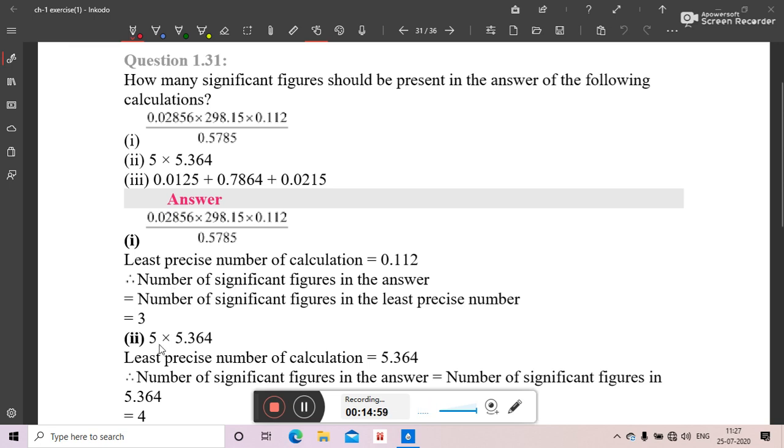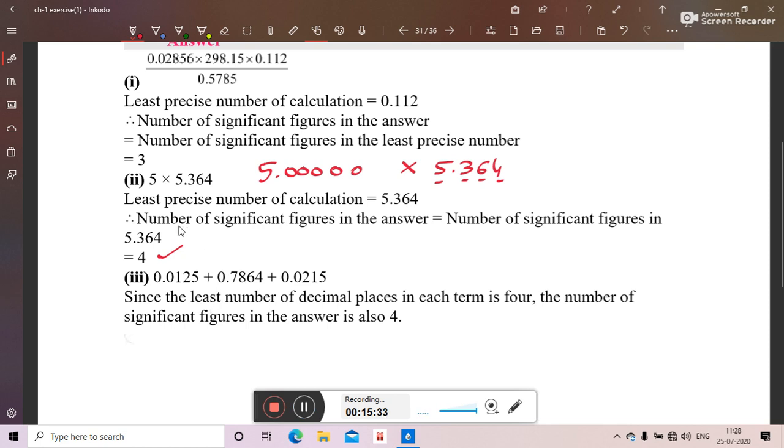Now number 2 is 5 into 5.364. Now 5 has infinite number of significant figures because 5 can be written as 5.0000. So any number of zeros can be there in 5. So it has infinite number of significant figures, while 5.364 has 4 significant figures. So that means the answer should also have 4 significant figures.